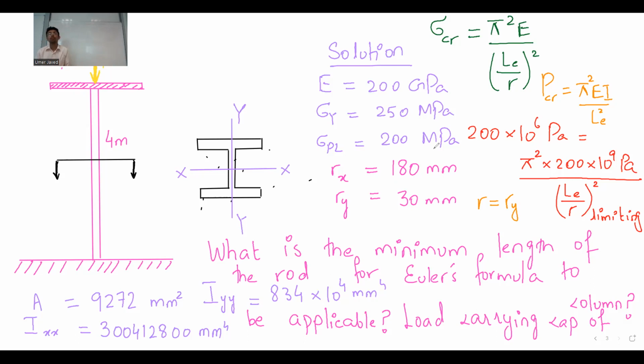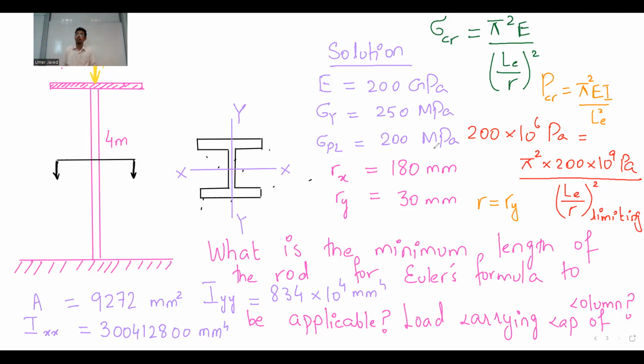Therefore, if it were the opposite, if RY would be 180 and RX were to be 30, then I will take RX. I will take the smaller one. So go for the small value. All the conditions are the same.